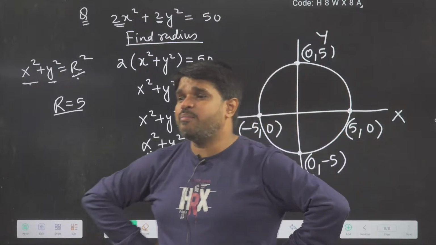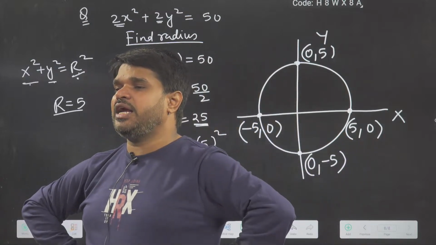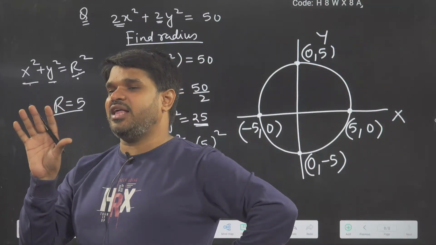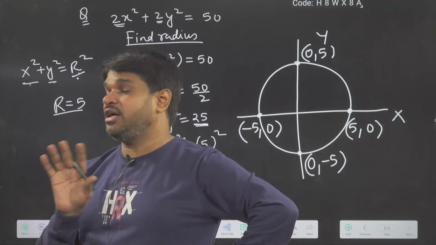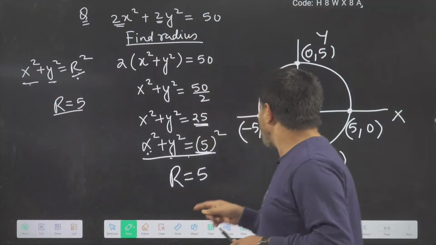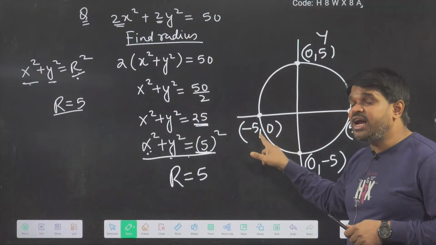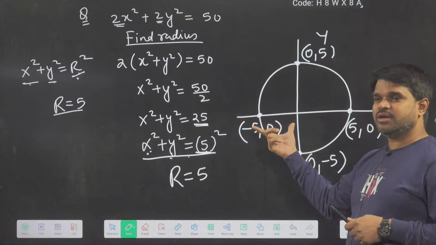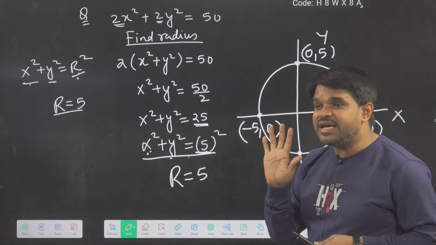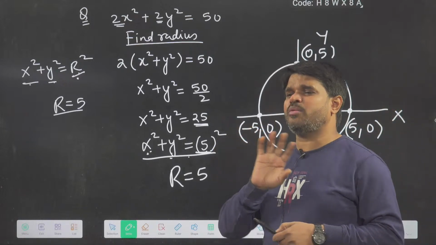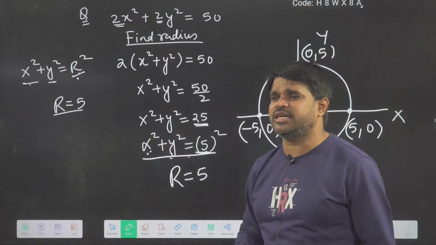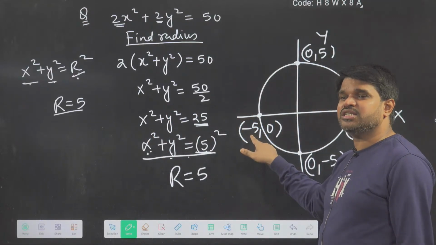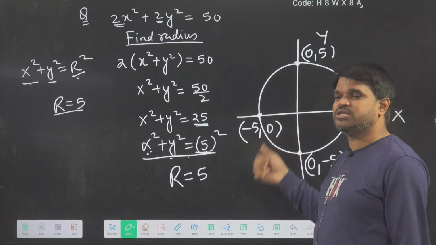Someone is saying radius can't be negative. Yes, that's why I am taking positive. Radius is a length. Radius cannot be negative. So I said that this coordinate is minus 5, but the radius is still 5. I never said that radius is negative. This coordinate is minus 5, but this length is still 5.